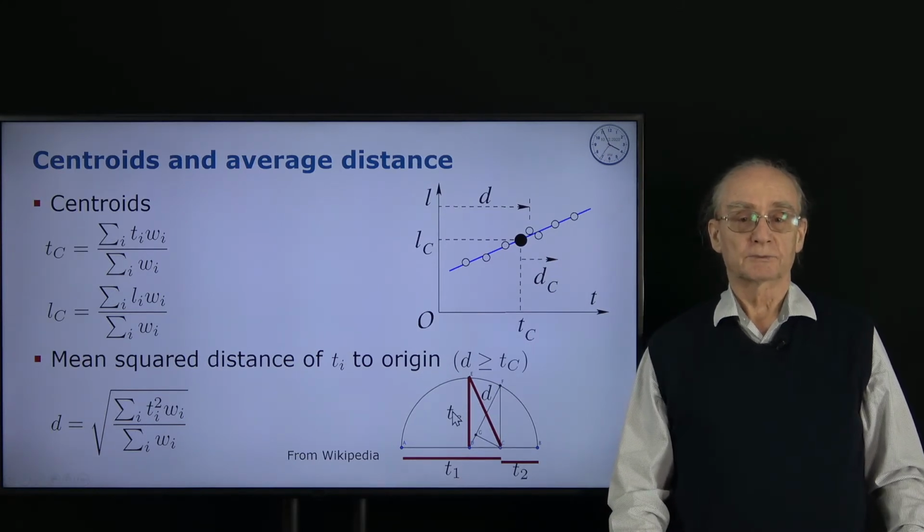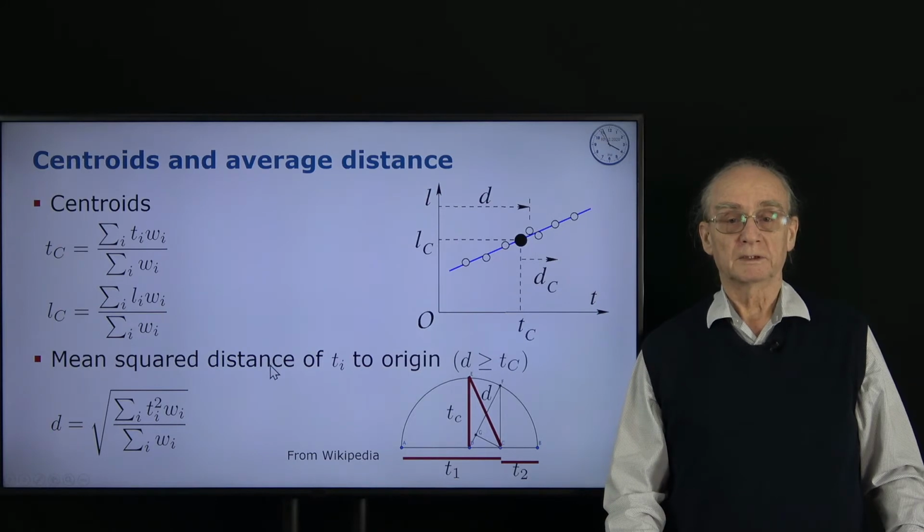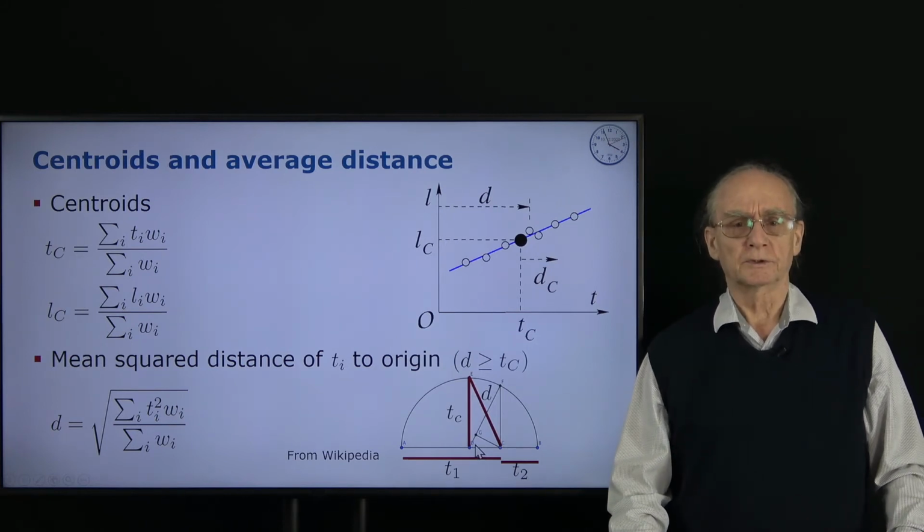There's a nice proof in Wikipedia. If you have T1, let's assume we have only 2 data, this is T1 and this is T2, then one can show easily from geometry that this is the arithmetic mean. That means that's our center, the mean of these 2 values. And this length from here to here is actually the mean squared distance. So you see from the figure that d is always larger than tc unless the 2 t's are identical. So this is what we will use.